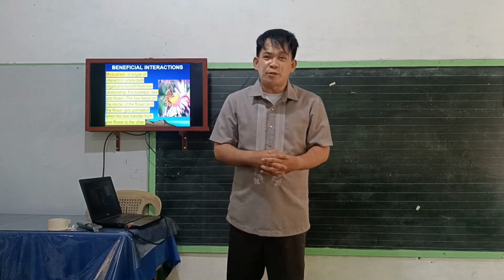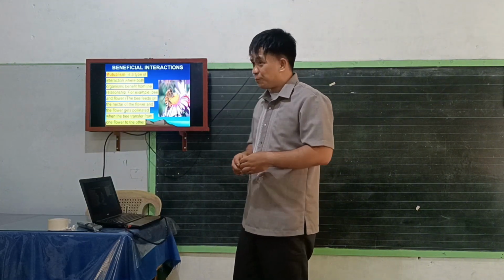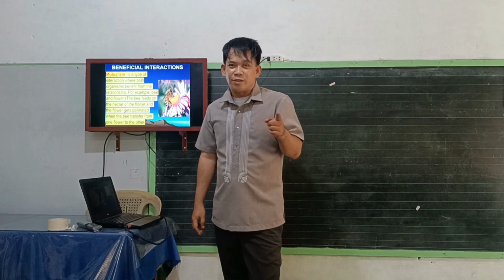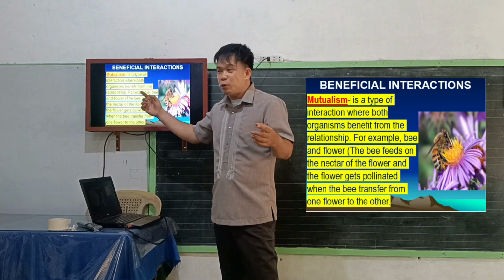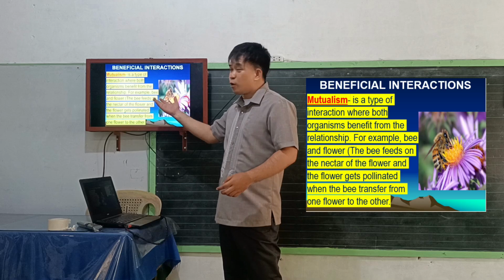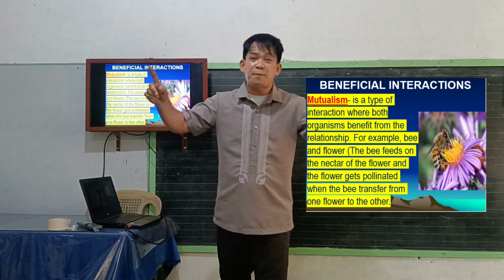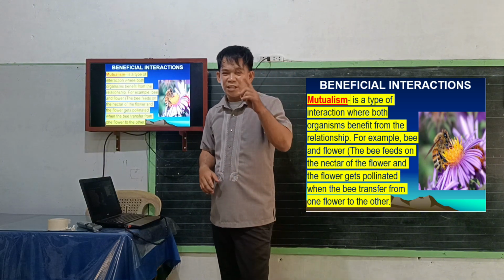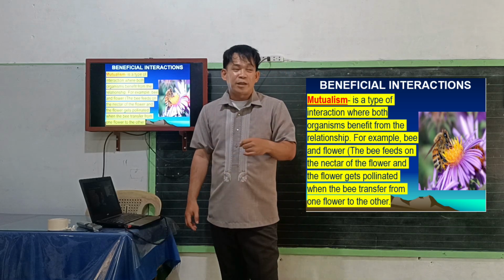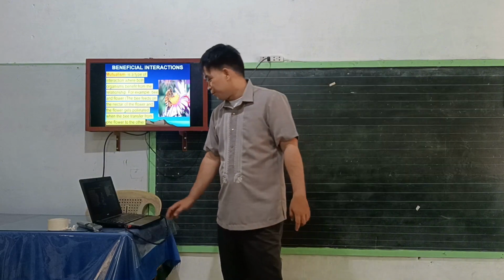Because of this interaction, we have what we call harmful and beneficial interaction. First, when you say beneficial, it is an interaction which is good. One of the beneficial interactions is mutualism. Based on what you have understood, mutualism is an interaction wherein both organisms are benefiting. That's the key word. Example, a flower and a bee that sips nectar from the flower.